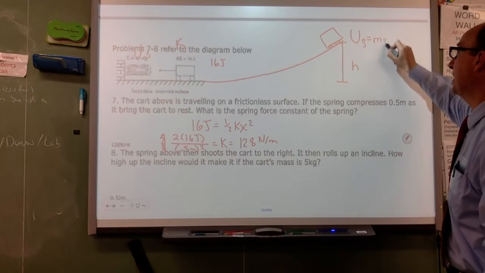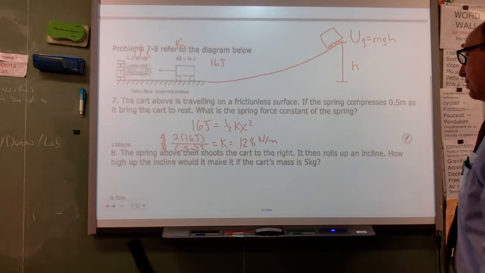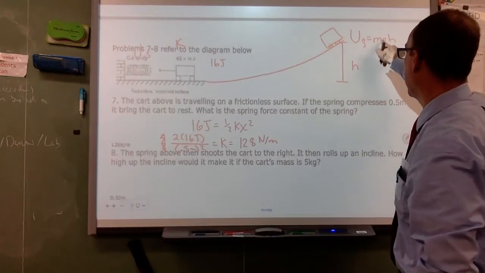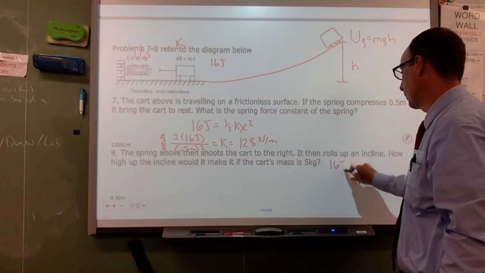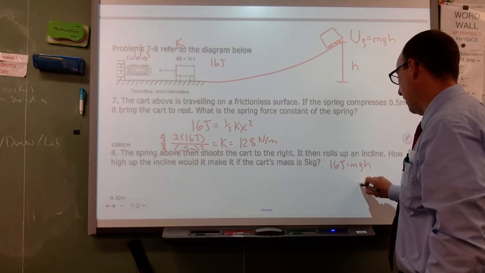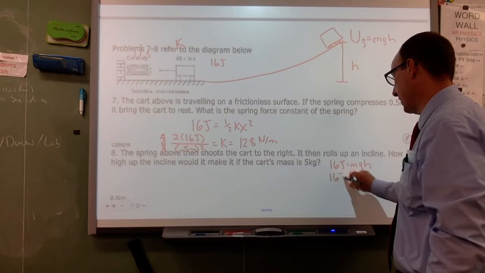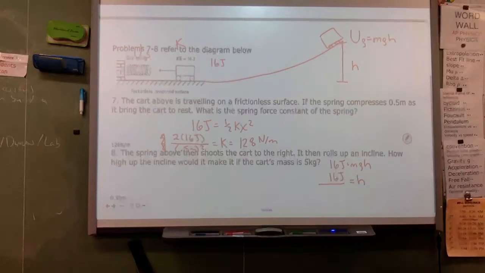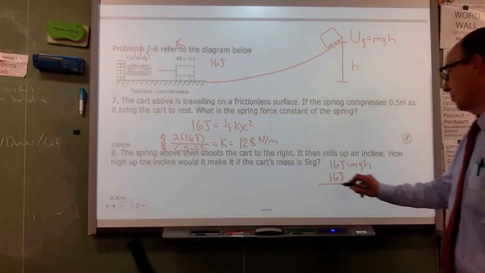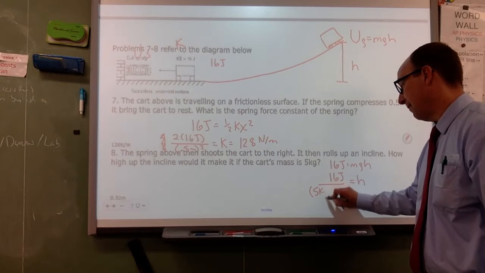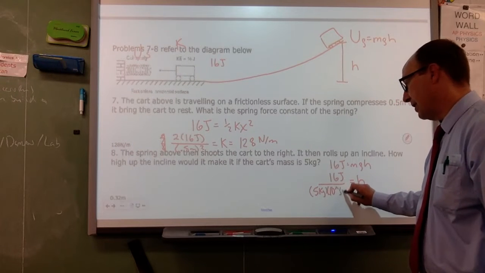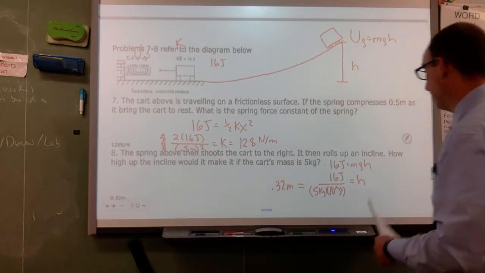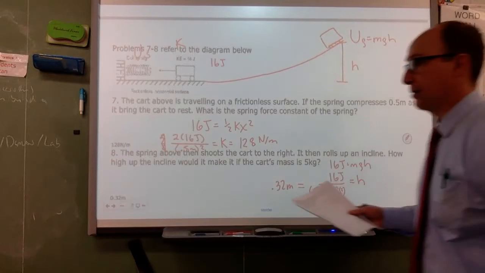Well, I know that this is mgh. So I can set the 16 joules equal to mgh, and then just solve for h. So it's going to be 16 joules divided by the mass times the acceleration due to gravity. So we're saying the mass is 5, acceleration due to gravity is 10, and so the height, not how far it would go up the ramp, but the height it would go would be 0.32.